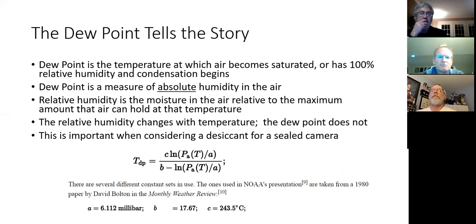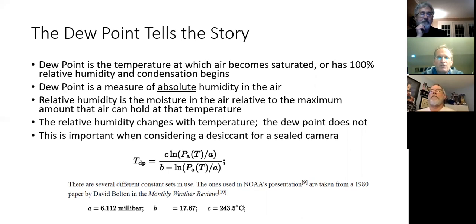The dew point is often referred to as a measure of absolute humidity because it's related to the total grams per cc of water in the air. Relative humidity, of course, is just the moisture in the air relative to the maximum amount that air could hold at that temperature. I'll go through some examples in a minute that make that a little more clear. But relative humidity changes with temperature, but the dew point does not.